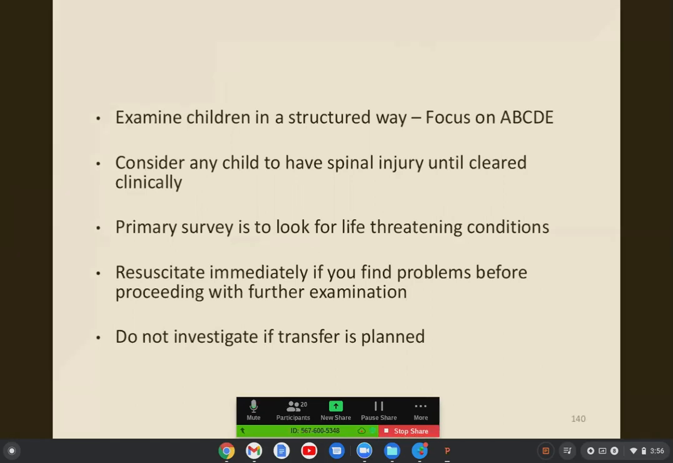Primary survey is to look for life-threatening conditions. Once you have identified them, resuscitate immediately. If you find problems, continue resuscitation and evaluation before you proceed to further examination. Do not investigate patients at your center if you are anticipating a transfer, because you will miss the time window that is in your hand if you have anticipated complications. If you have initiated transport, just take the samples, but don't send them for investigation. Send them along with the patient.